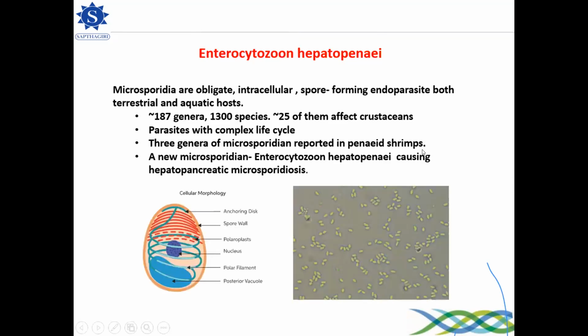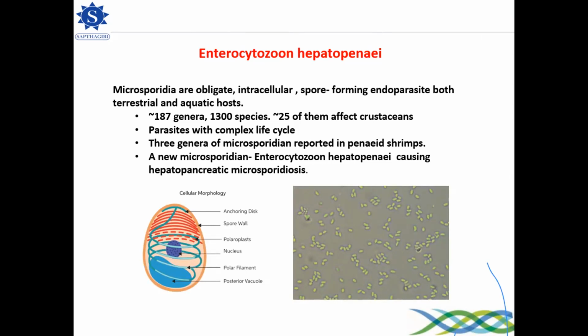Enterocytozoon hepatopenaei, EHP, comes under microsporidian parasites. Microsporidia are obligate intracellular spore-forming endoparasites, which infect both terrestrial and aquatic hosts. There are around 187 genera of microsporidia, which consist of 1,300 species. Out of these species, 25 are known to infect crustaceans. The life cycle of these microsporidian parasites is very complex.